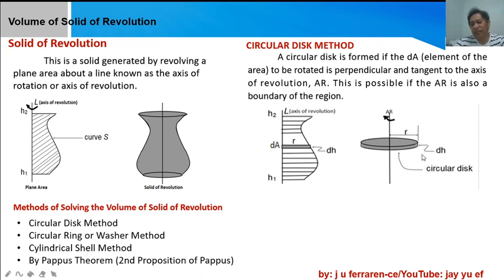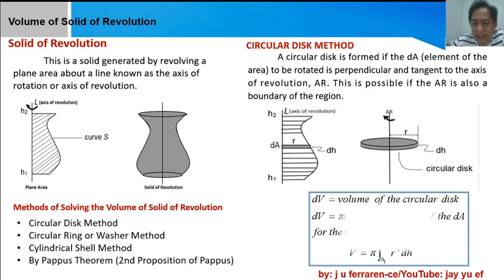Now how do we get the volume of the disk? We call that a differential volume. So the volume of the disk, denoted dV, is equal to the area of this surface which is circular. So this is pi r squared, and you multiply that by the thickness to obtain the volume. Again, our r is the length of the differential area, or the length of the element of the area.